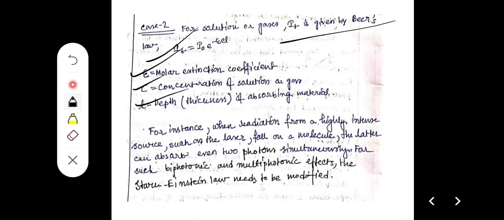For instance, when radiation from a highly intense source such as a laser falls on a molecule, the latter can absorb even 2 photons simultaneously. In that case, when laser radiation is incident on any material, there can be 2 photons, not 1 photon, absorbed simultaneously. So for such biphotonic, multiphotonic effects, the Stark-Einstein law, which is another law, should be modified. Why modified? We have to learn about it.